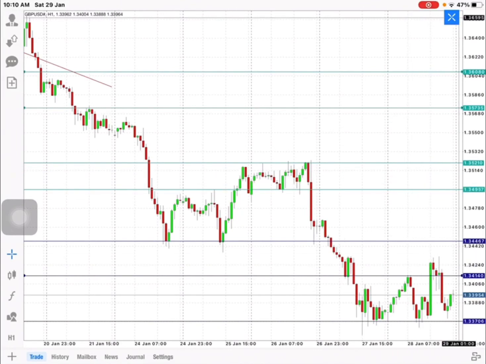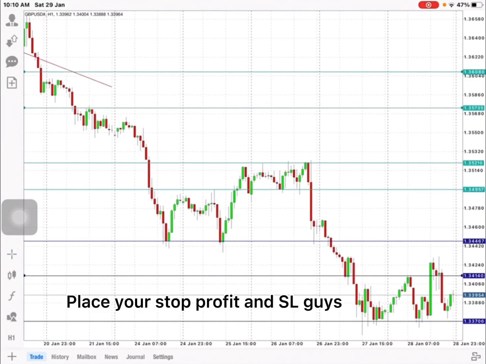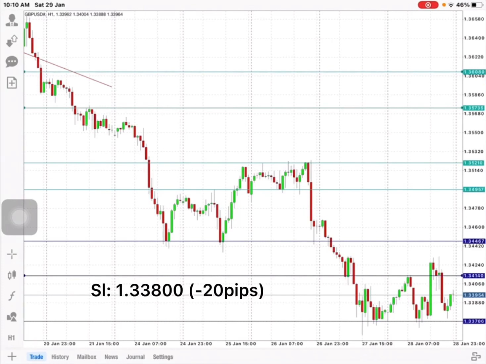Just remember, please place your stop profit and your stop loss properly, guys. If you are buying around 134,400, your stop loss can be around 133,800, guys. That's 20 pips only. You are making here 40 pips, 50. I mean, you guys are making more than 80-90 pips here. Your stop loss is at 20 pips here.